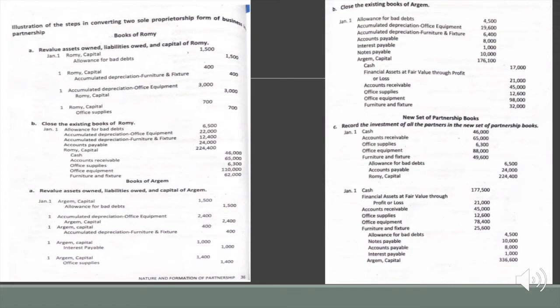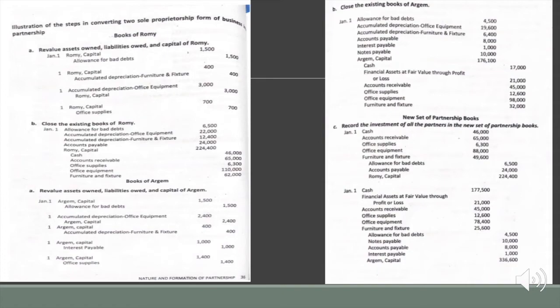The next is accumulated depreciation, office equipment 2.4 debit, and Argem capital of 2.4 credit. Argem capital of 400 debit. Accumulated depreciation, furniture and fixture 400 credit, and Argem capital 1,000 debit. Interest payable 1,000 credit. Argem capital 1.4 debit, and office supplies of 1.4 credit.